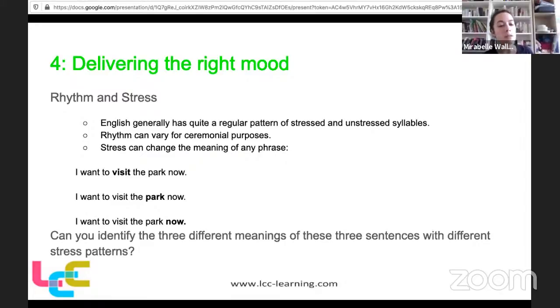The second one, I want to visit the park now, is I want to visit the park as opposed to somewhere else, like the zoo or, I don't know, the museum. And the third one, I want to visit the park now, is saying I want to do it now, not later, not tomorrow. Good.